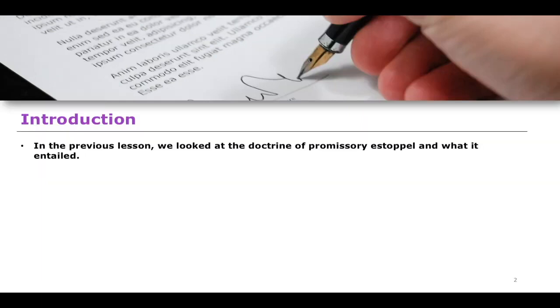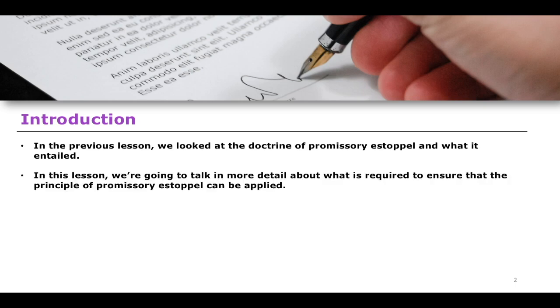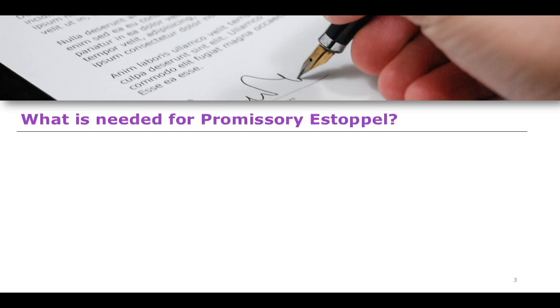So the previous lesson introduced the doctrine of promissory estoppel and what it fundamentally meant and what it entailed. We noted that promissory estoppel fundamentally is an example of an equitable doctrine whereby an individual cannot renege on a promise. They would be stopped from doing so. This lesson is going to talk in more detail about the things that are required to ensure that promissory estoppel can be applied. What is needed for promissory estoppel fundamentally? Last lesson, all we did really was take some time to talk about the case that illustrates promissory estoppel, the High Trees House case.